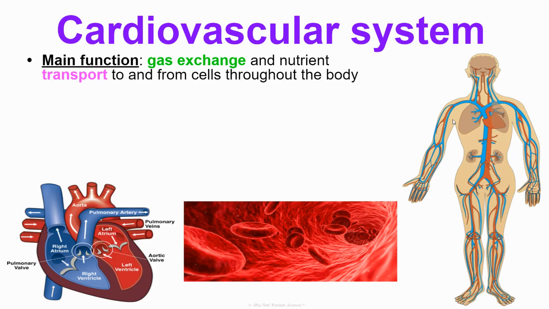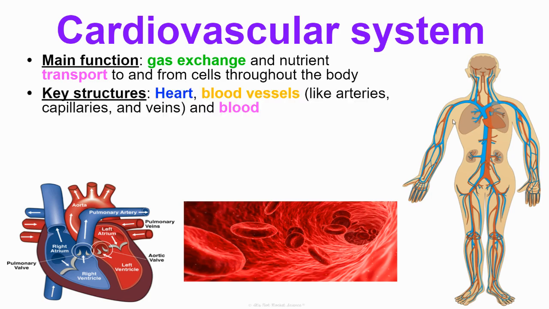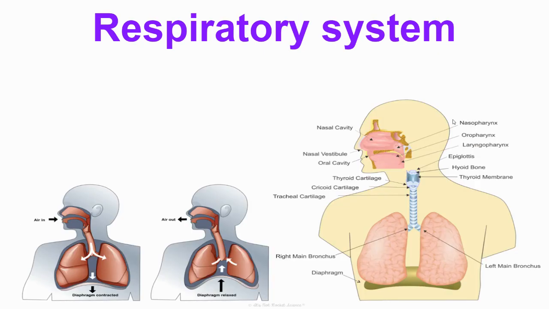So after you have a bite to eat, the nutrients that your body has broken down, all those molecules, dissolve into the bloodstream and circulate around the body. And so this system includes your heart and blood vessels like arteries and capillaries and veins, and the blood itself.